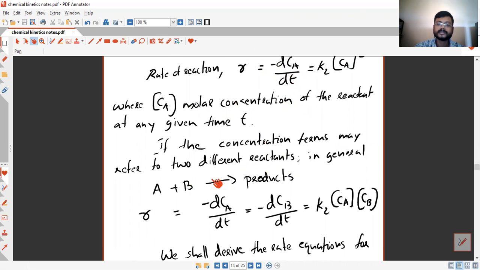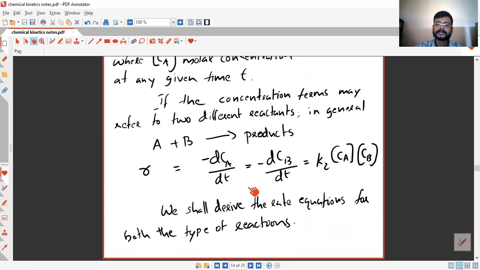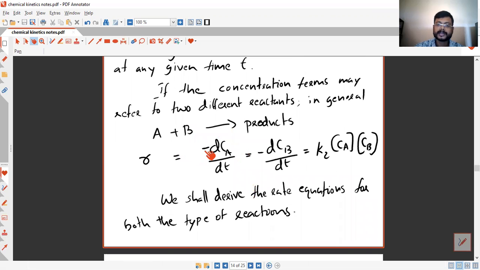Another example is if there is more than one reactant, say two reactants, that is A plus B gives product. In that particular case, the rate of the reaction, that is minus the change in concentration of A with respect to time, minus dCA by dt, is equal to minus dCB by dt, is equal to K2 into Ca into Cb. That is the rate equation if there is more than one reactant; generally we can represent them as A and B, and the rate equation is R equal to K2 into Ca into Cb.